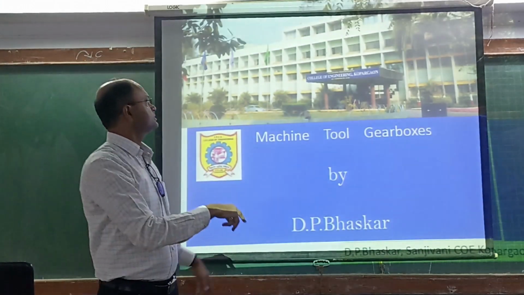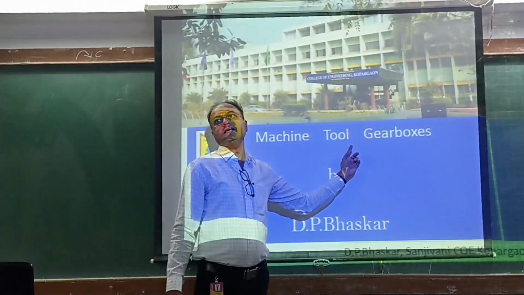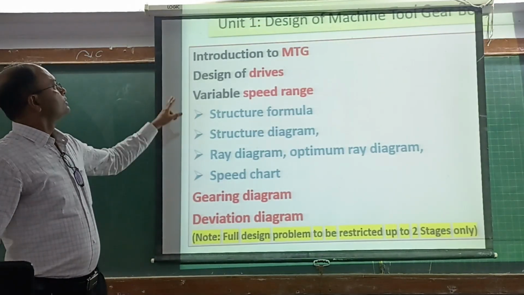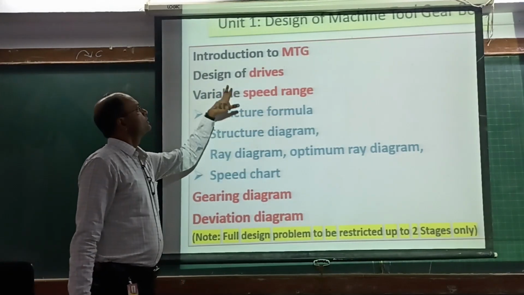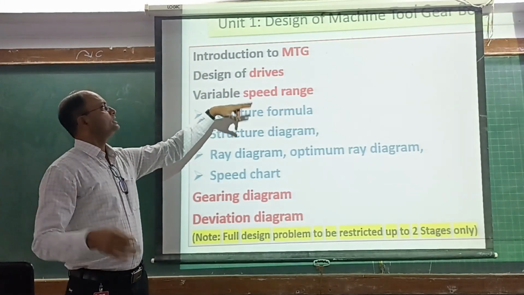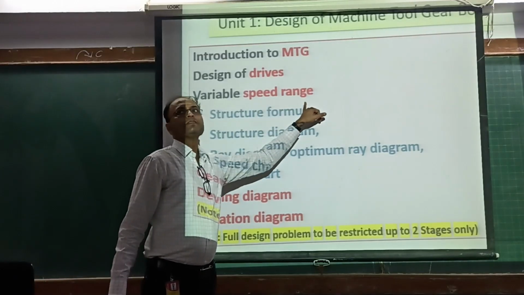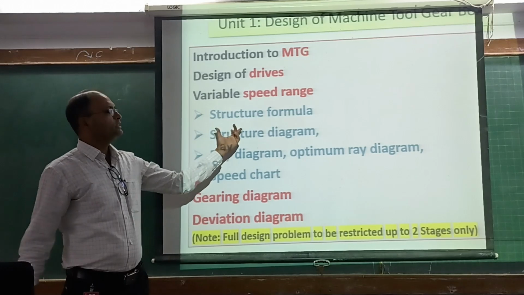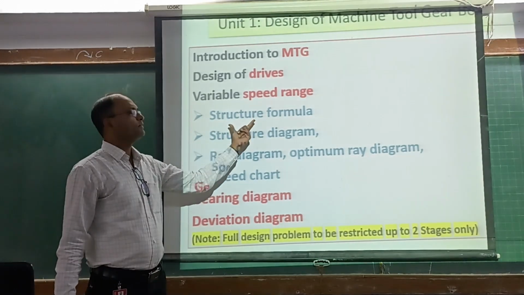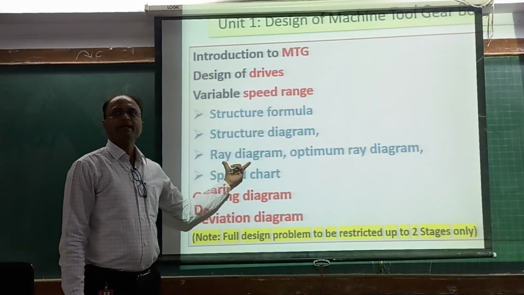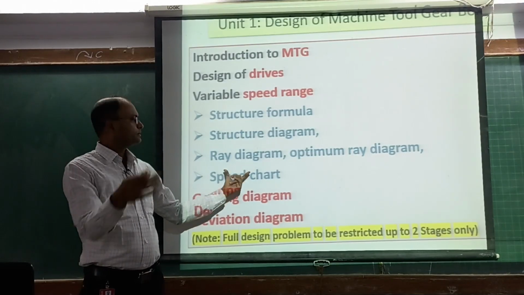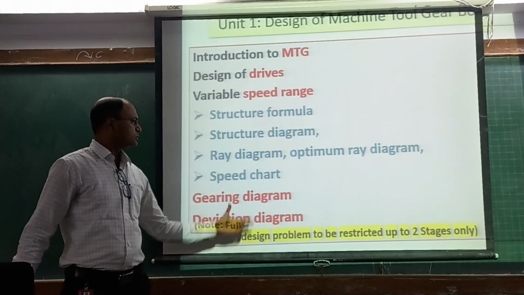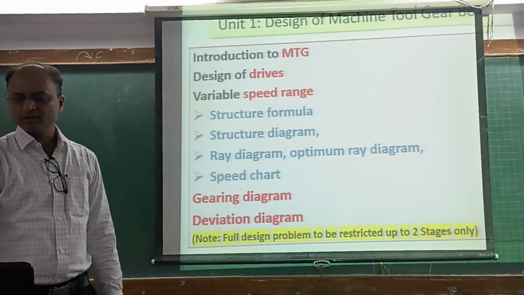Such a requirement is there for different machine tools like lathe or some other machines. So in machine tool gearboxes we have to design different drives at variable speed range, so you get different speeds at the output. Now in this particular unit we will study structural formula, then structural diagram, ray diagram, then speed chart. These are the contents of this unit.